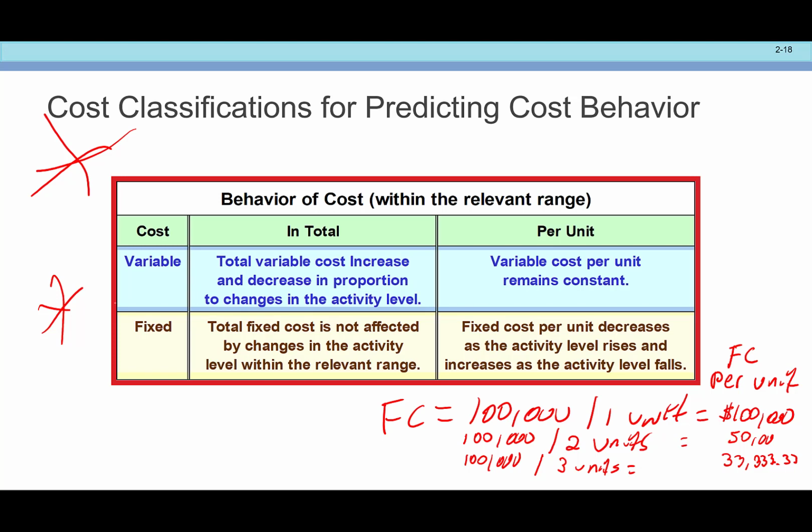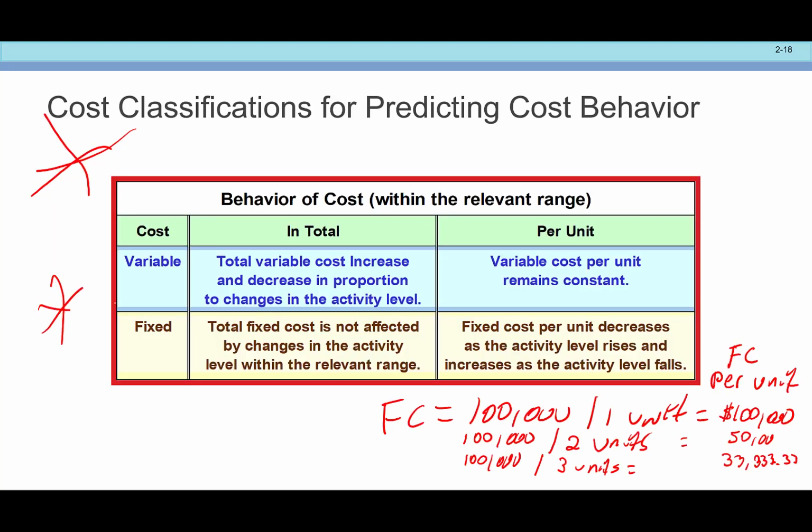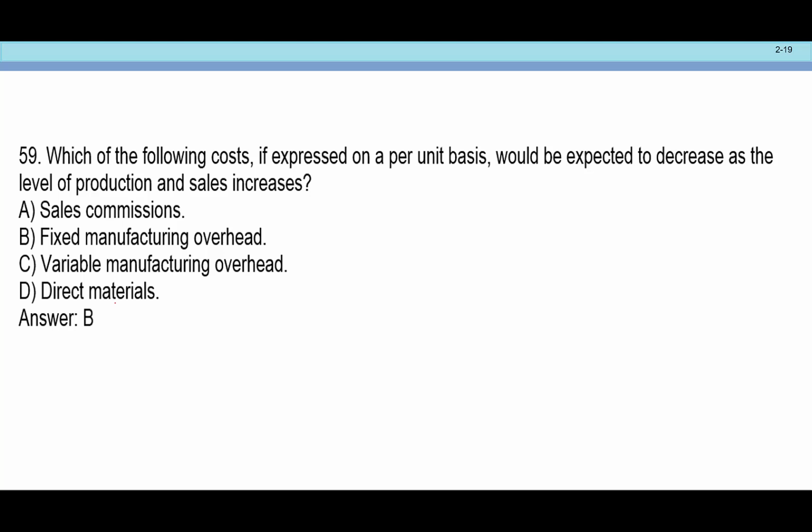Okay, good. All right, let's go ahead and take a look at a question. Which of the following costs, if expressed on a per unit basis, would be expected to decrease as the level of production and sales increases? Just look back at what our fixed manufacturing cost did on a per unit basis. It decreased as our production increased, right? So fixed cost per unit decreases as the level of production increases.